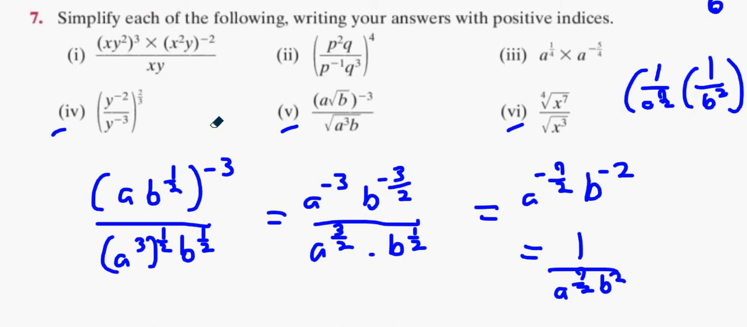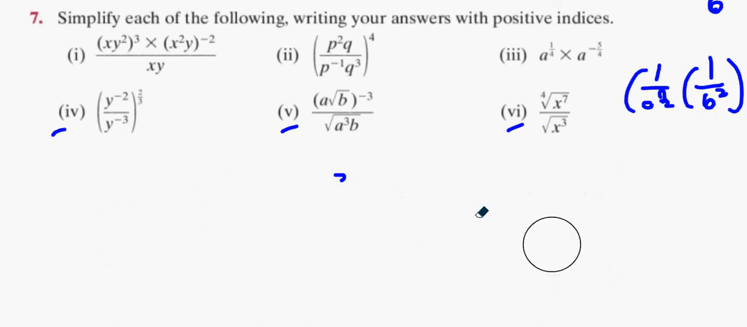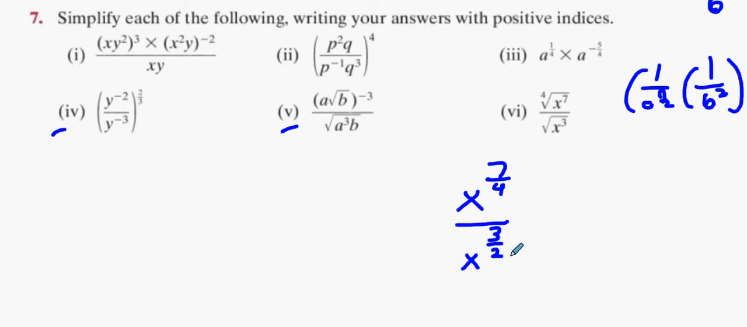I'll start this off on 7 part 6. Does anybody know how to start off 7 part 6? It's actually quite easy. x to the power of, anybody? 7 over 4. And the bottom one will be? Anybody? 3 over 2. 7 over 4, take away 3 over 2 and you have your answer. Pretty handy, isn't it? And it will actually be a negative, won't it? Or a positive? 7 quarters take away 6 quarters. It's going to be x to the power of a quarter. Is that right?